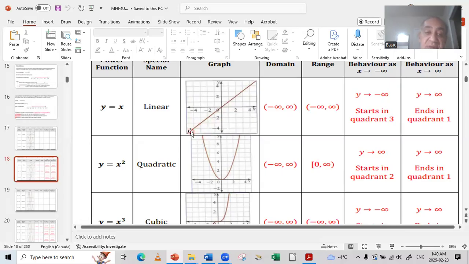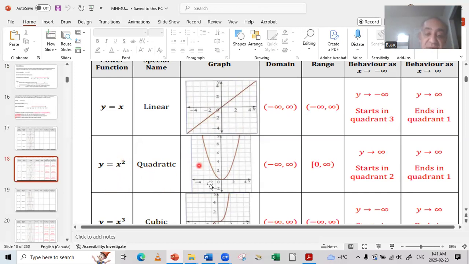And this one starts in quadrant 3 and ends in quadrant 1. So this is quadrant 1, this is 2, this is 3, this is 4. So it starts at 3 and goes to 1. The second one is the quadratic. You can say those are quarter 1, quarter 2, quarter 3, quarter 4. You can say quads, quads is easier. Quad 1, quad 2, quad 3, quad 4. For the quadratic function, which is power 2.